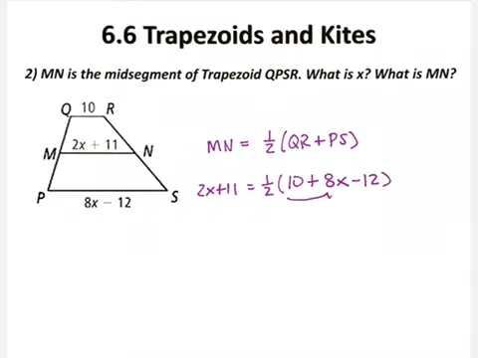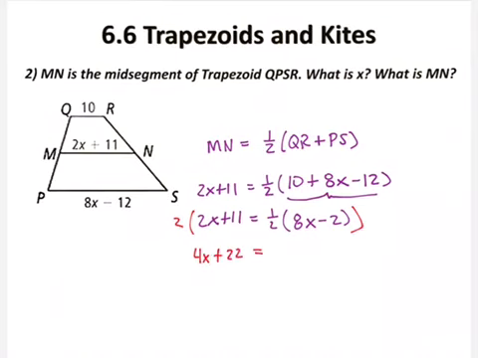We'll clean up what's inside the parentheses here. So that's 8x minus 2. So 2x plus 11 equals 1/2 times 8x minus 2. This time I'm not going to distribute the 1/2. Instead, I'll try a different method. I'll just multiply the entire problem by 2 so it cancels out the 1/2 on the right. So that means I have to double what's on the left. So this becomes 4x plus 22 equals, that cancels with that, so I've got 8x minus 2.